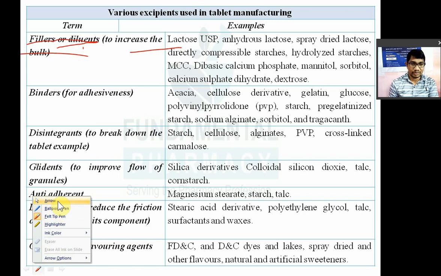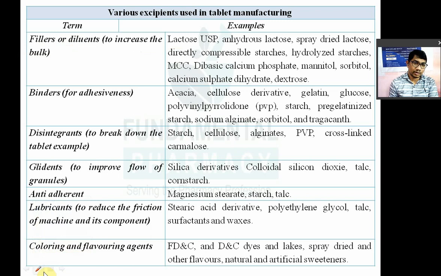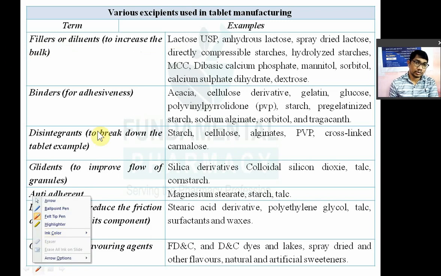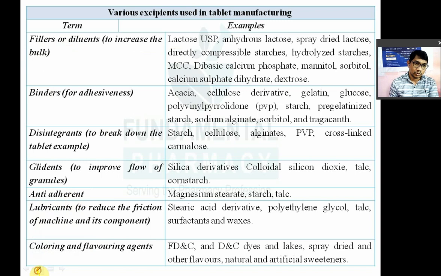I will explain. What is the role of diluent? The role of diluent is to increase the bulk of the tablet. As I said, if your dose of drug is 1 milligram or 2 milligram and you want to make a tablet of 10 milligram, how is it possible? It is possible because of the diluent, or bulking agent, or fillers. Okay, what are the examples?